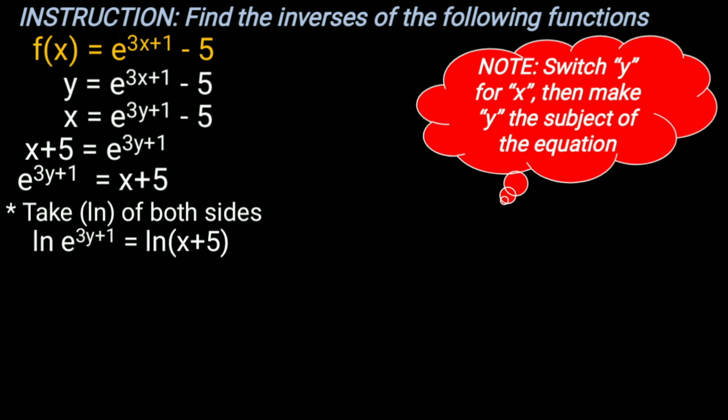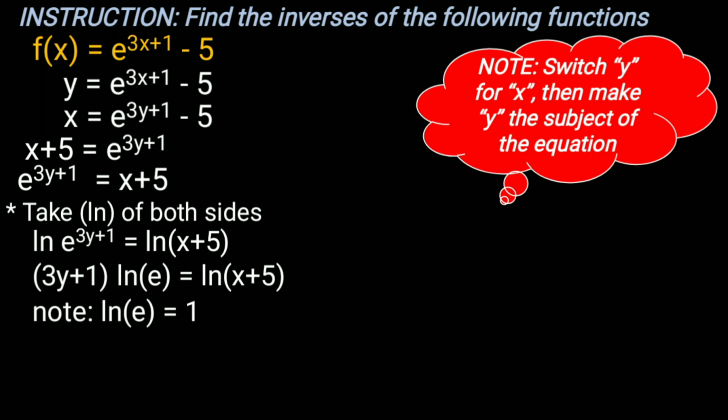If we have this kind of equation with respect to logarithm, the power becomes a coefficient to be multiplied by the given logarithm. In this case, we have 3y plus 1, which is the power, multiplied by the natural logarithm of an exponential function, is equal to ln x plus 5. But we need to take note that the natural logarithm of e is equal to 1. And then, in this case, our 3y plus 1 multiplied by 1 equal to ln x plus 5.